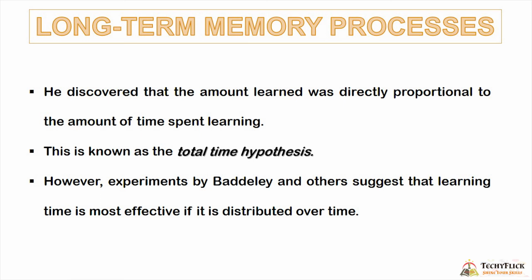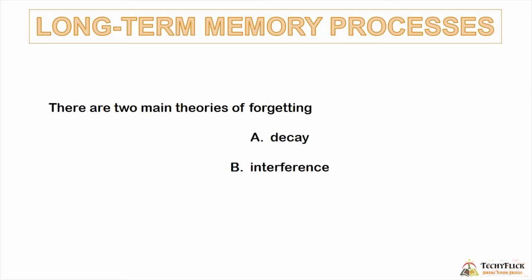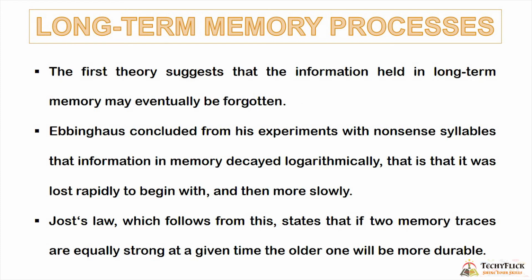Another scientist, Baddeley, and others suggest that learning time is most effective if it is distributed over time. There are two main theories of forgetting. One is decay, another one is interference. The first theory, decay, suggests that the information held in long-term memory may eventually be forgotten.